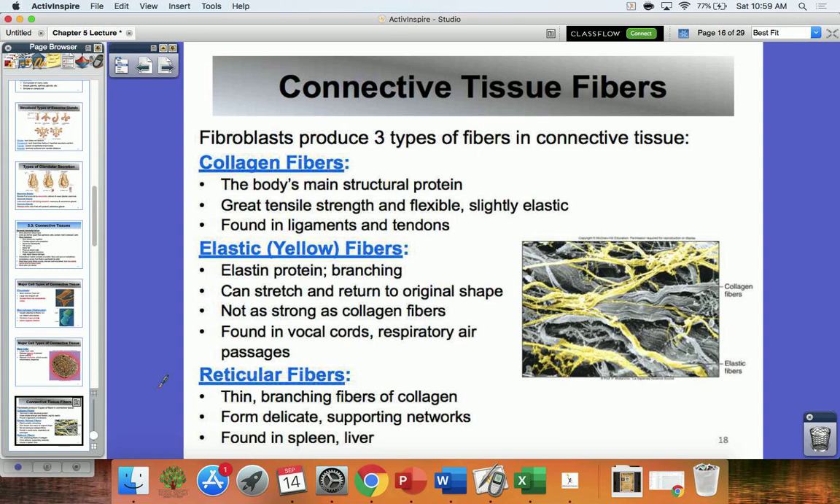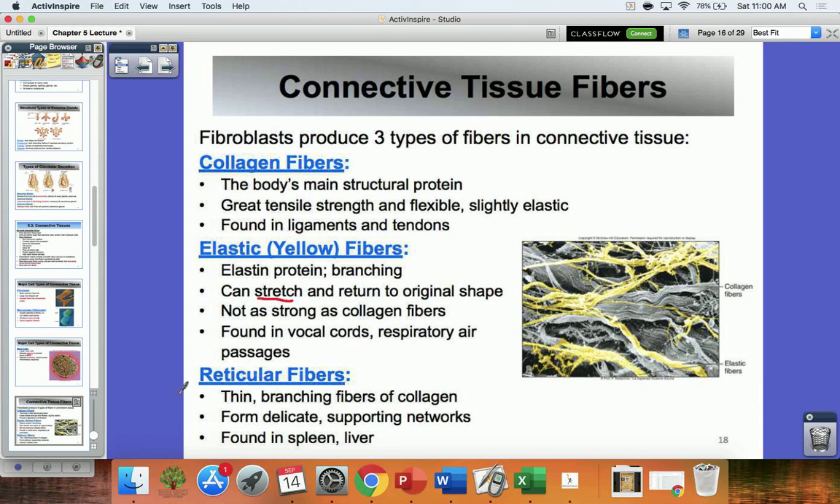Now, our elastic fibers, because of the name, tell you that they are very elastic. Okay, they are very stretchy, right? They can stretch and then bounce back to where they were. But they're not as strong as collagen. So collagen is the strongest, and these are not as strong. These have a lot of stretch, a lot of flexibility.